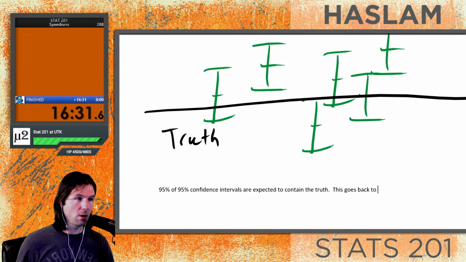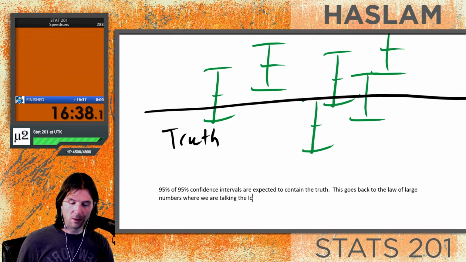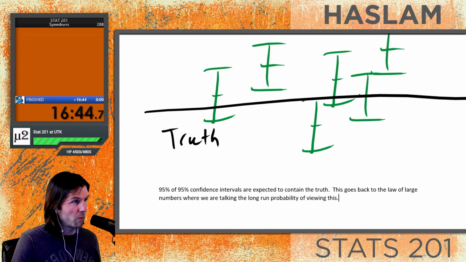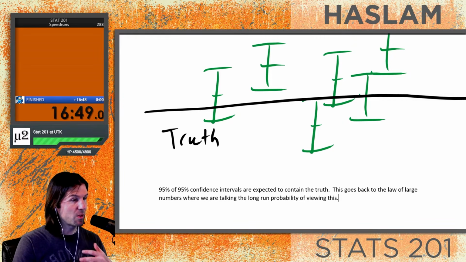This goes back to the law of large numbers, where we are talking about the long run probability of viewing this. So the law of large numbers states that in the long run, we will see the true probability of an event. So if we keep making confidence intervals, 95% of 95% confidence intervals are expected to contain the truth.